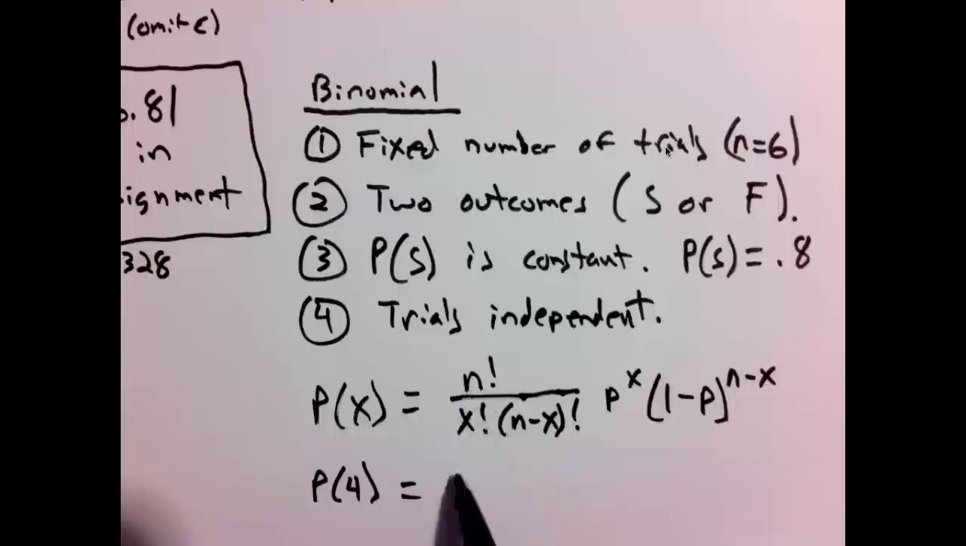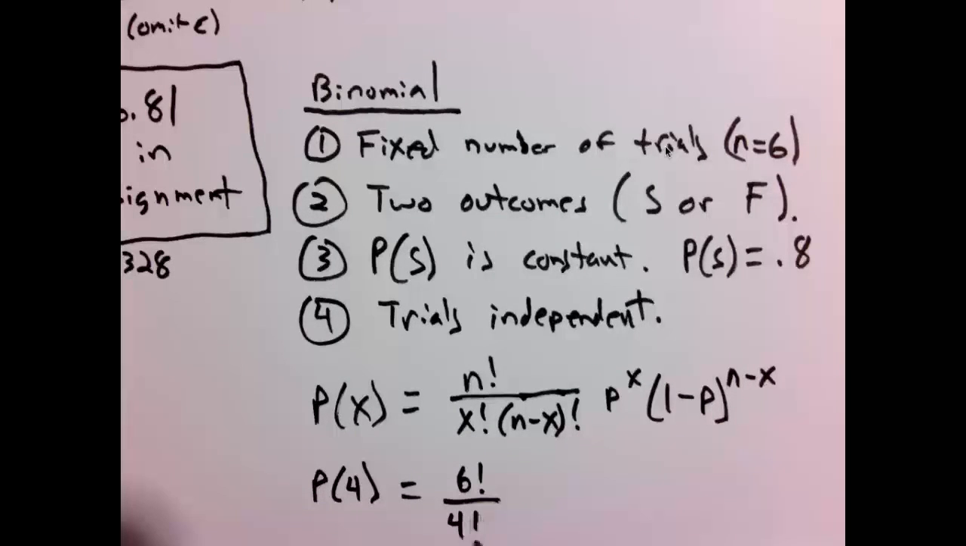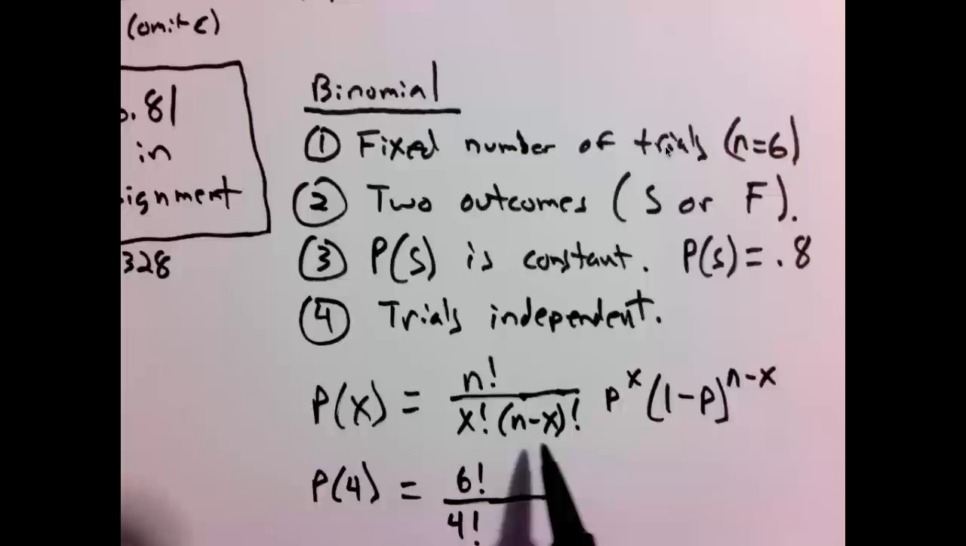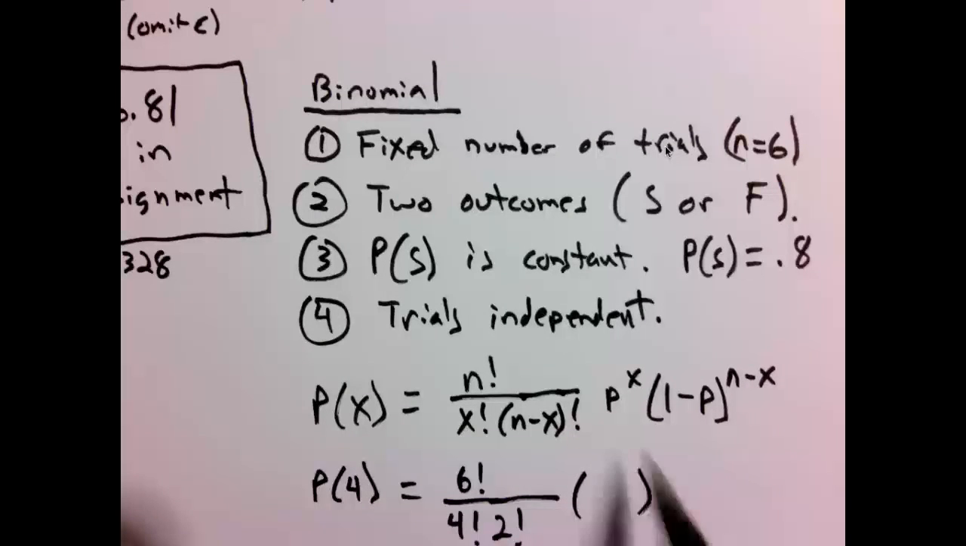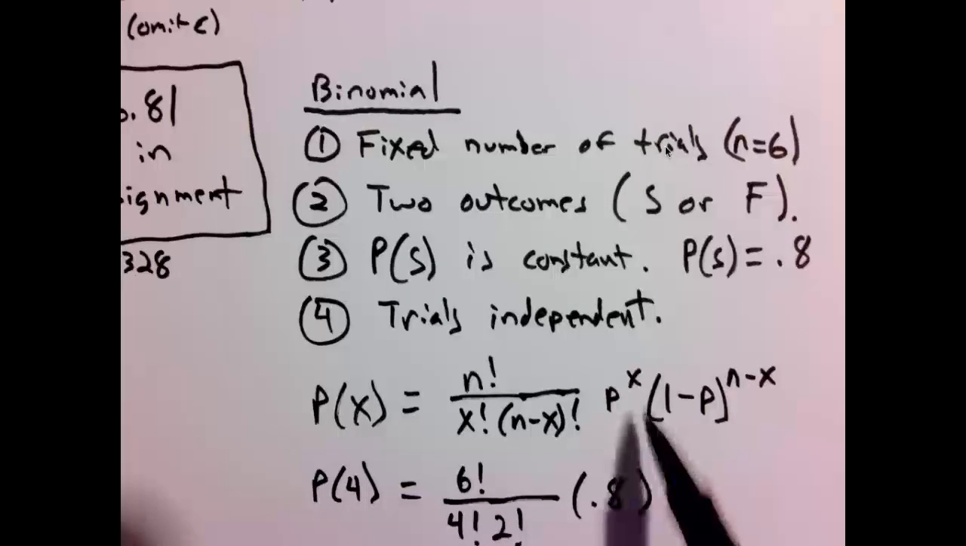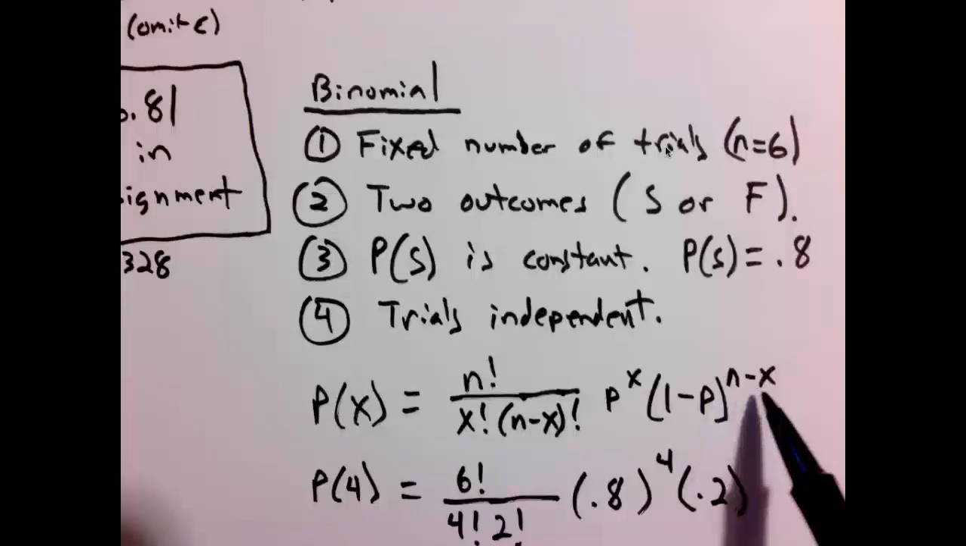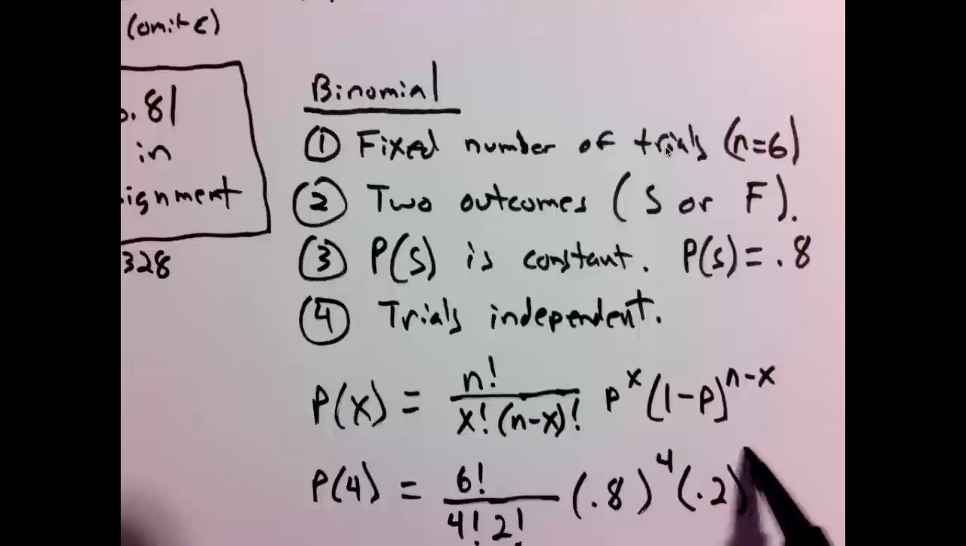Alright, the probability that x is 4. So n is 6, 6 factorial, over x is 4 factorial. n minus x, this is 6 minus 4, that's 2 factorial, times the probability of success, that's 0.8, to the x power, which is 4. This is 1 minus the probability of success. If we have a 0.8 chance of success, we have a 0.2 chance of failing. n minus x, this is 6 minus 4, or 2.